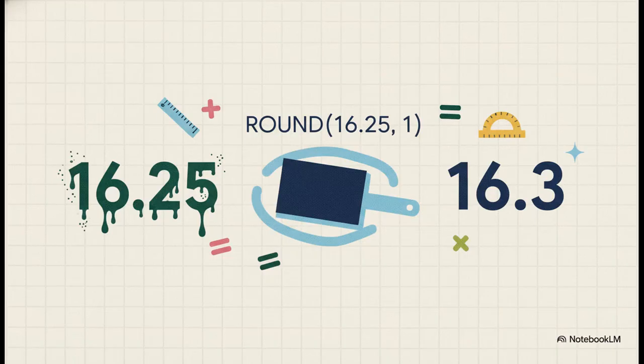And just look how simple this makes things. So instead of dealing with a weird number like 16.25 that came from some calculation, an app can just use round to say, hey, just keep one decimal place, and you get a clean 16.3. It's all about making information precise and easy to read.